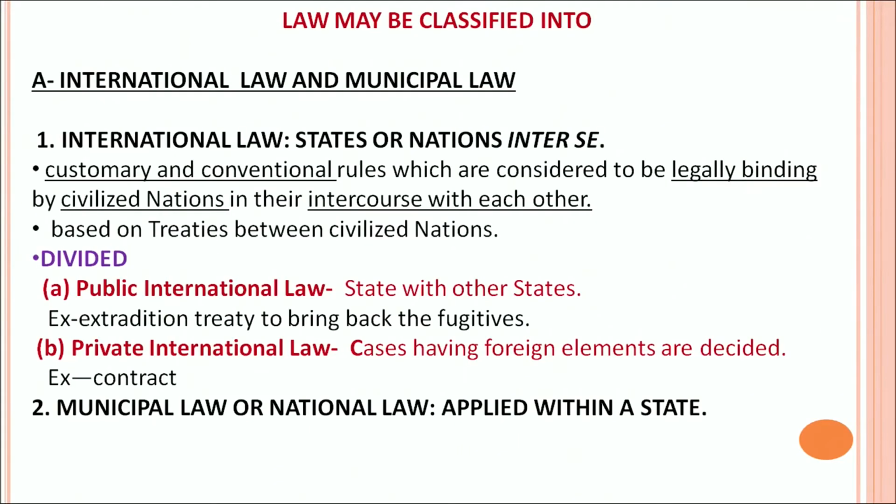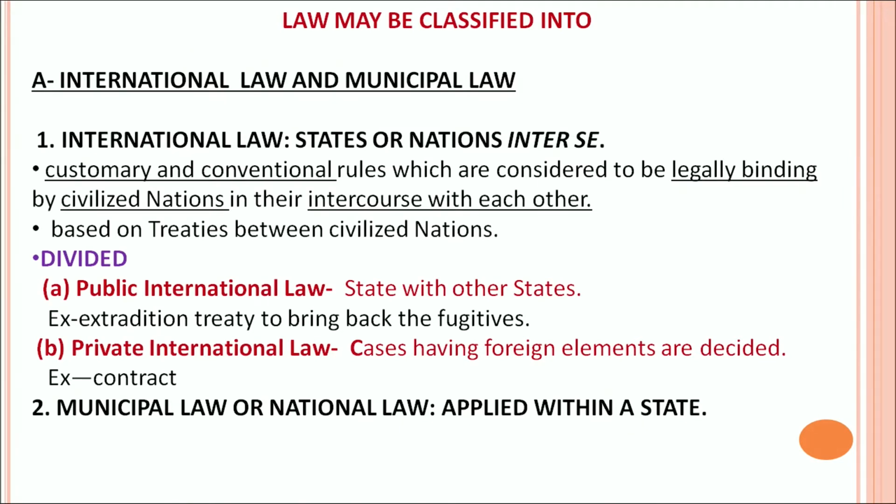It can further be divided into 2 subcategories. The first one is the public international law, and the second is the private international law. As far as the public international law is concerned, it deals with the relation between the state and other states. Say, for example, if we talk about the extradition treaty and we want to bring back any fugitive from one state to another state, then we will be guided by the public international law.